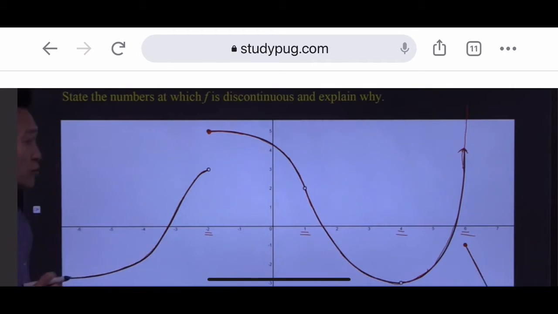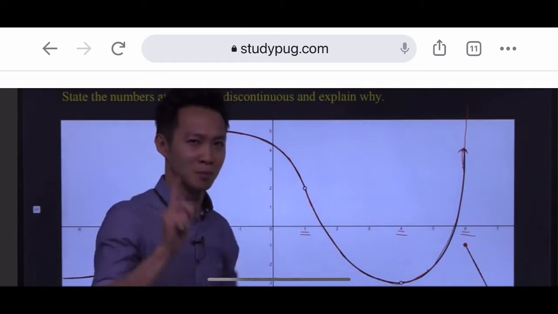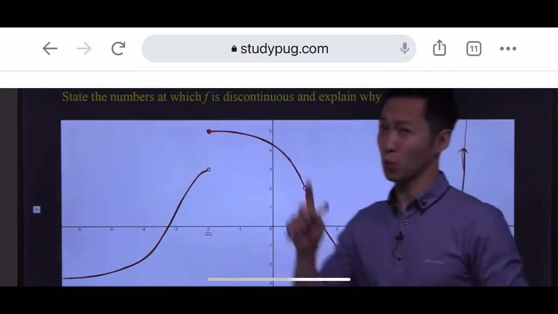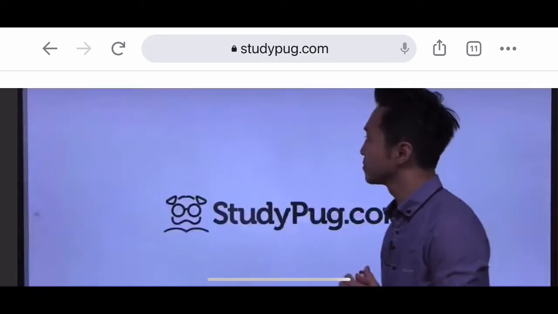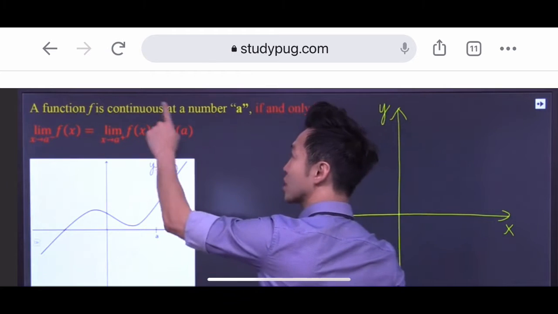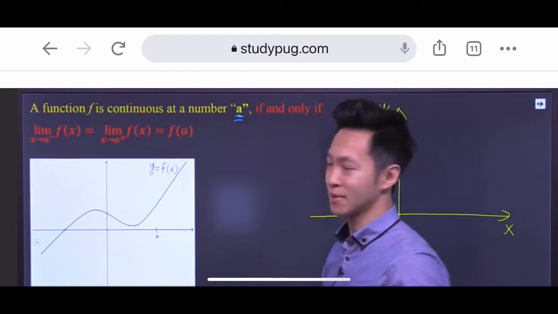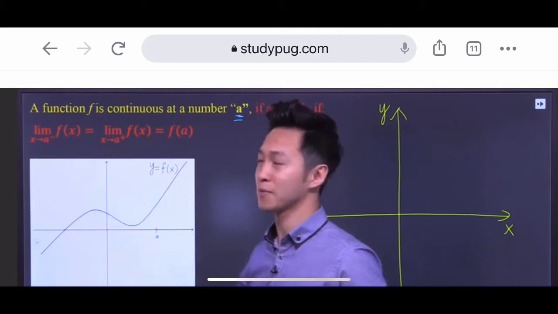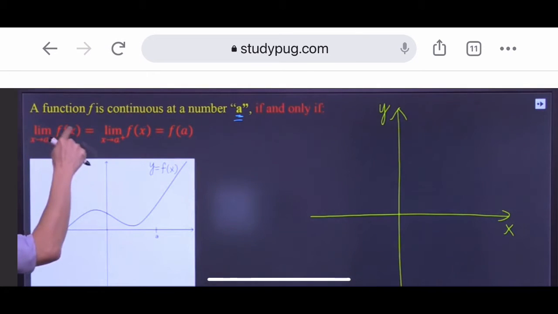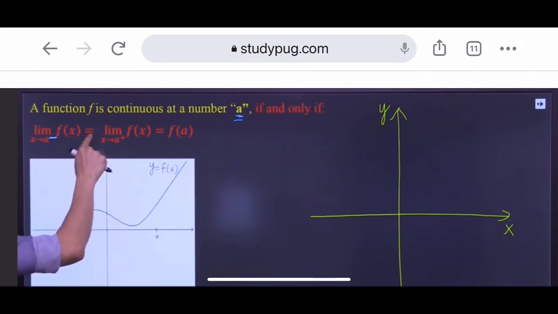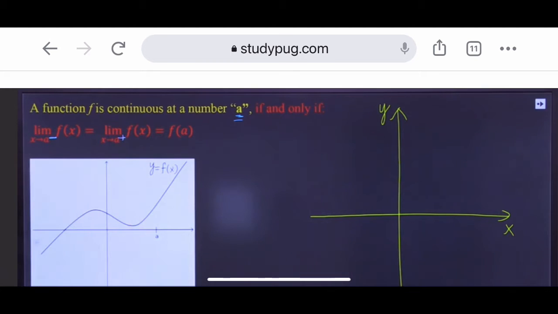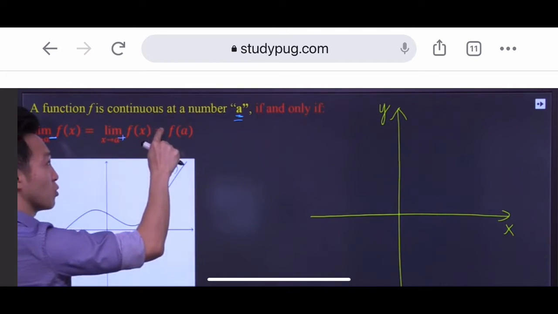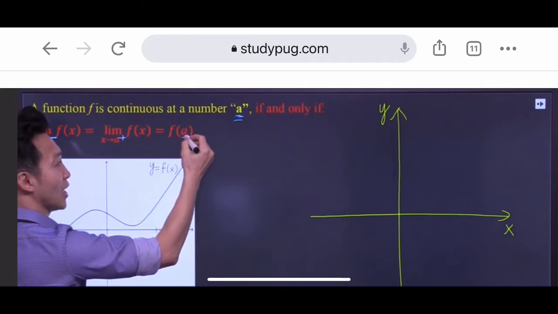Now, I'm going to explain the reason for each discontinuity. But before I do that, let's do a quick review on one critical requirement for a function to be continuous at a certain number. In order for a function to be continuous at a number a, one condition must be met. The limit of the function as x approaches a from the negative direction must be equal to the limit of the function as x approaches a from the positive direction. And lastly, must also be equal to the value of the function at x equals a.